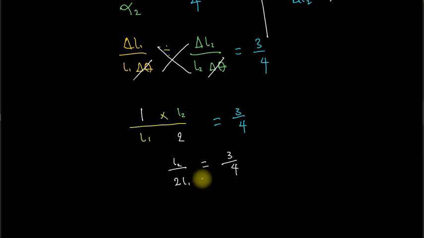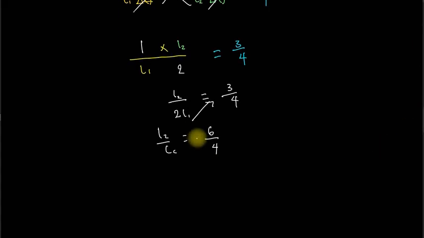We can take the 2 up. So we're going to be left with L2 over L1 is equals to 2 times 3, which is 6 over 4. And then we invert. That is L1 over L2 is going to be equals to 4 over 6. Dividing by 2, we get 2 here, 3 here. So our answer is 2 ratio 3.